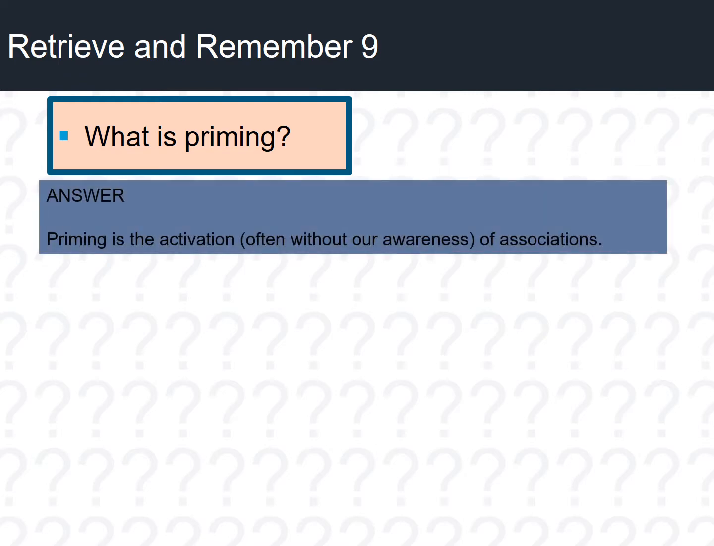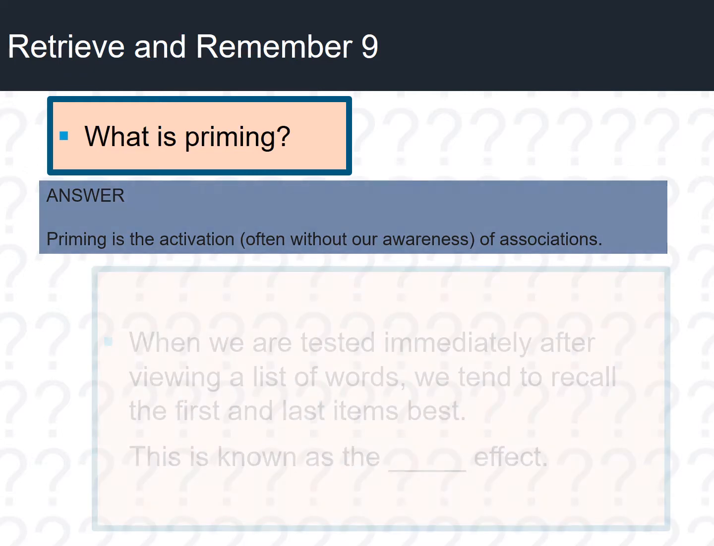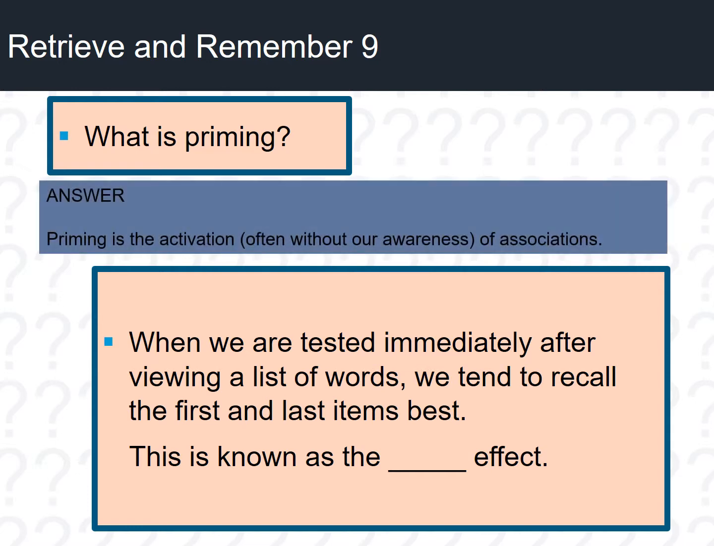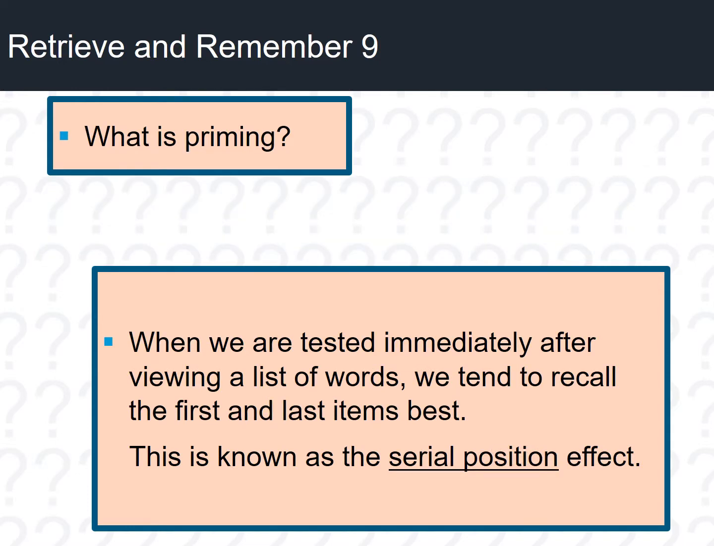Priming is the activation, often without our awareness, of associations. It's like a clue or a cue that helps you recall a memory. When we are tested immediately after viewing a list of words, we tend to recall the first and last items best. This is known as the serial position effect. But specifically, recalling the first items is the primacy effect, and the last items is the recency effect.